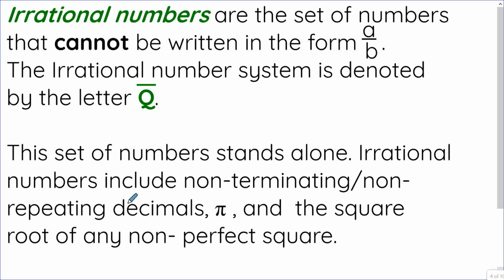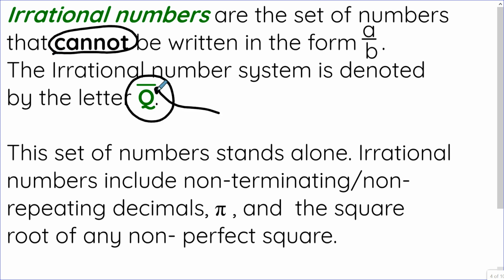Then we have this number system, which is all by itself. It's off on the side. It stands alone. This is the set of numbers, irrational numbers, that cannot be written as a fraction. So we denote that with a Q and a line over top of it.